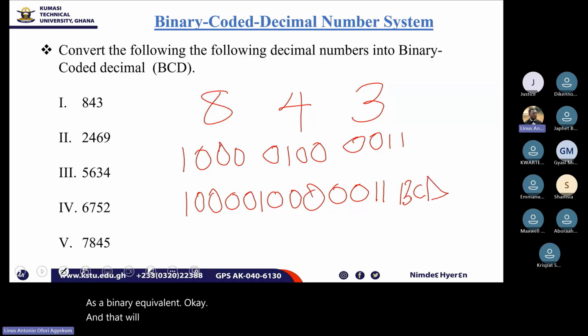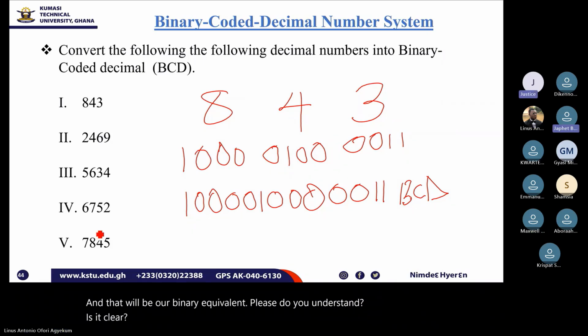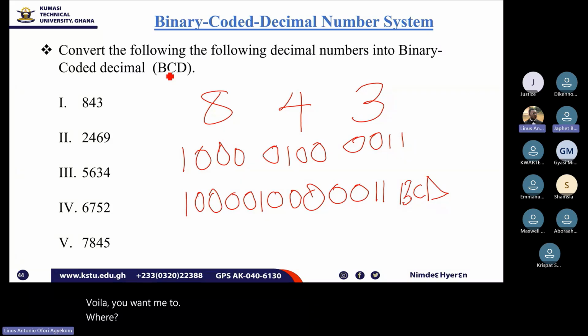Please, do you understand? Is it clear? Sir, there was a mistake in your answer. Where? In between, the second phase has too many zeros. Oh, I wrote 5 zeros instead of 4 zeros, yes. Yes, thank you so much.